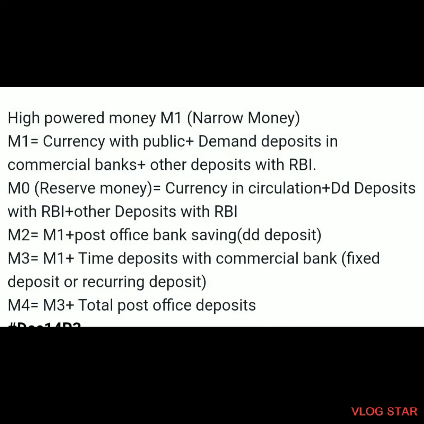M2 is again narrow money, which comprises of M1 plus post office bank saving demand deposit. M3 is broad money, which comprises of M1 plus time deposits with commercial bank, fixed deposit or recurring deposits. M4 is also broad money, which comprises of M3 plus total post office deposits.